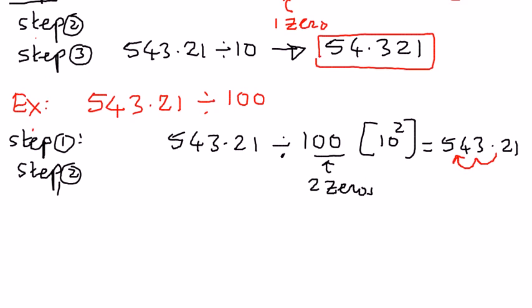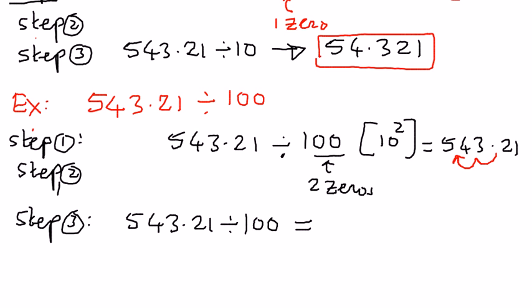Therefore in step number 3, we're going to write our answer as follows. When we take 543.21 and divide it by 100, the result is going to be equal to 5.4321, and therefore this is our answer. This is where we want to leave it.